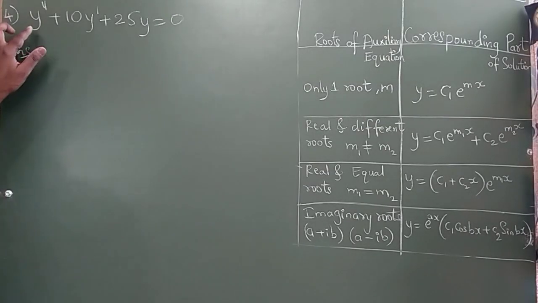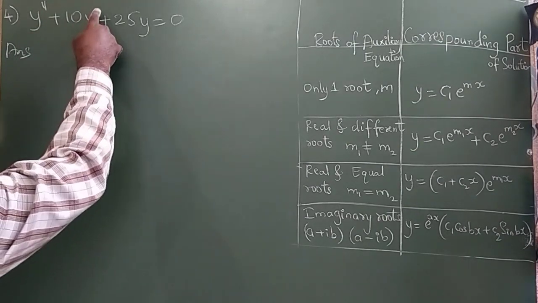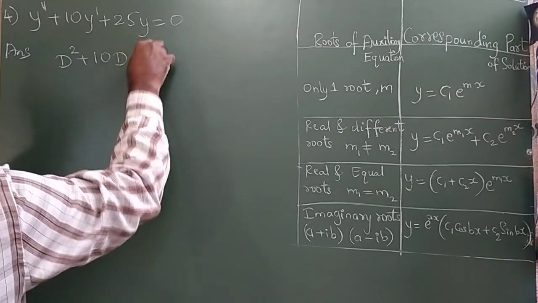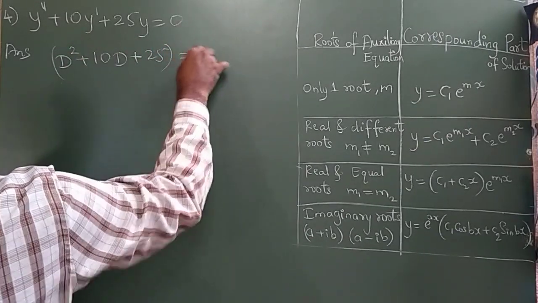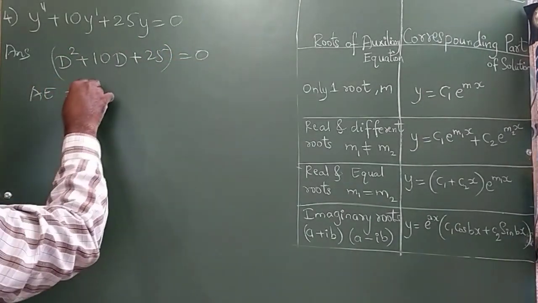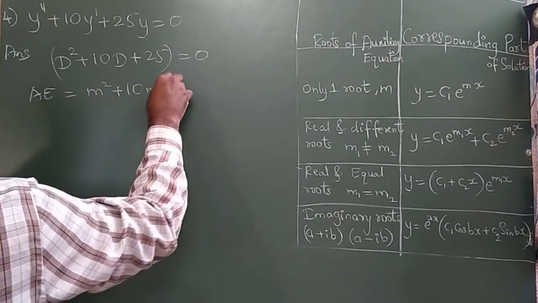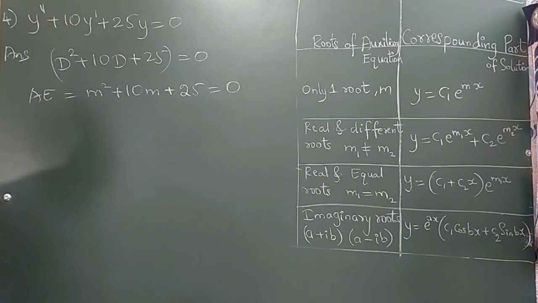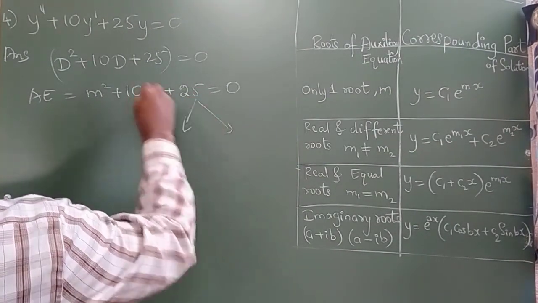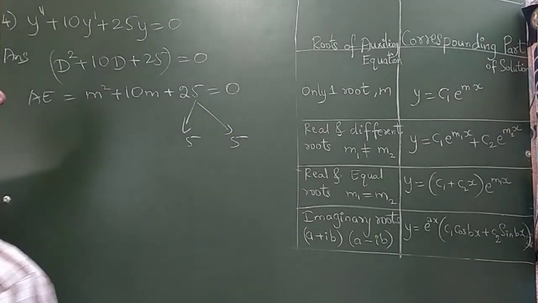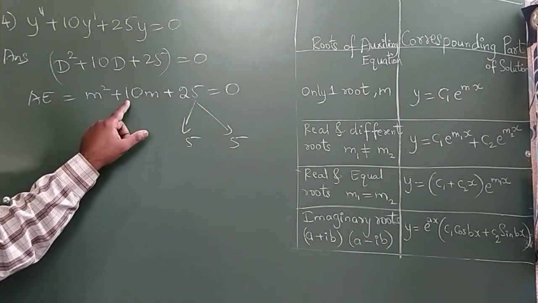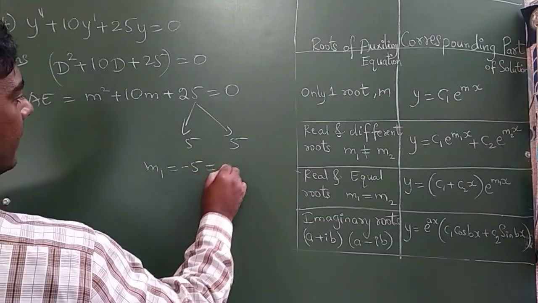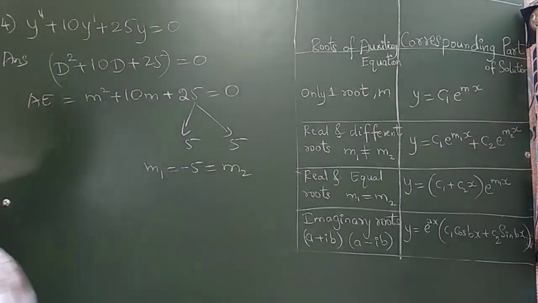Now fourth question. y double dash plus 10y dash plus 25y. So D square plus 10D plus 25 is equal to 0. Now the auxiliary equation, m square plus 10m plus 25 is equal to 0. No need to apply the quadratic formula. Directly you can write 5 fives are 25, 5 plus 5 is 10. So the roots m1 will become minus 5 and m2 will also become minus 5.